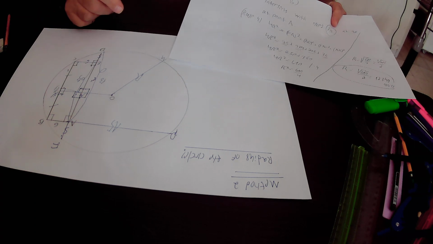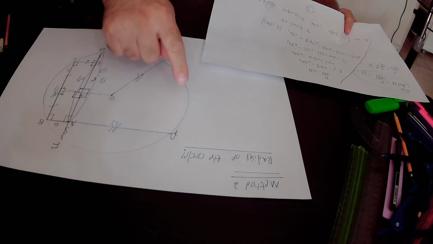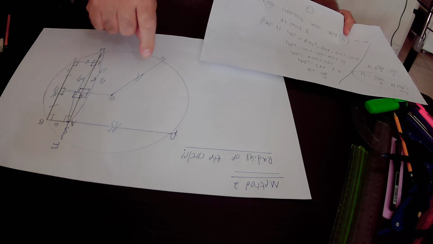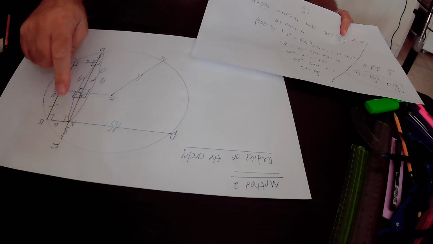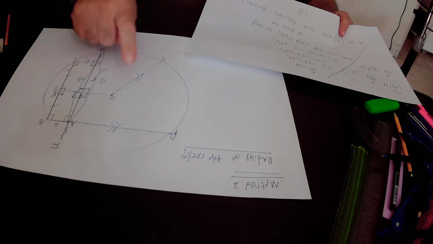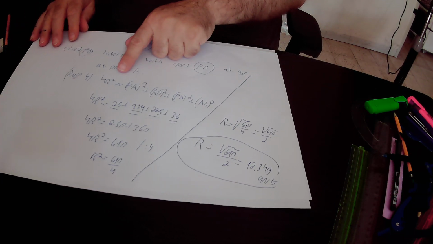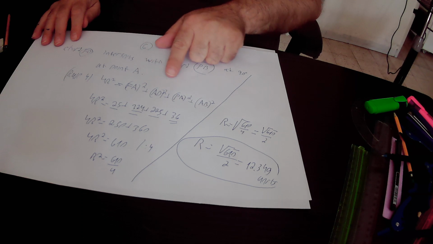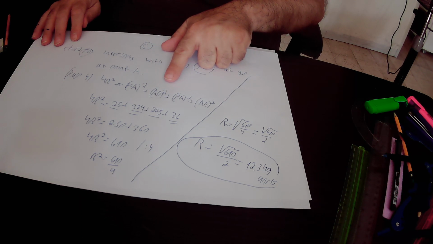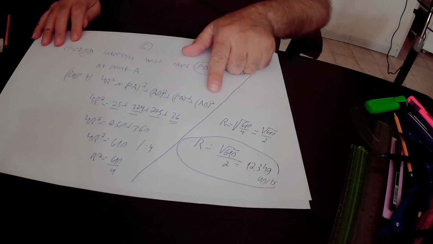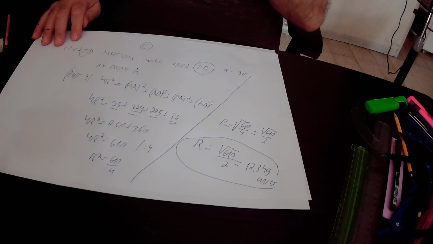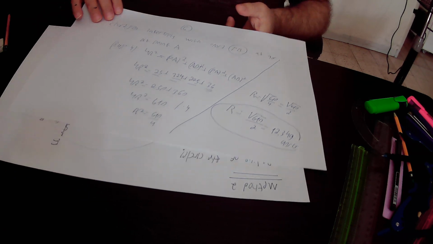According to rule number 4, we get that 4 times R square, where R is the radius of the circle, will be equal to FA square plus AD square plus BA square plus AB square. Okay, so 4R square equals FA square.